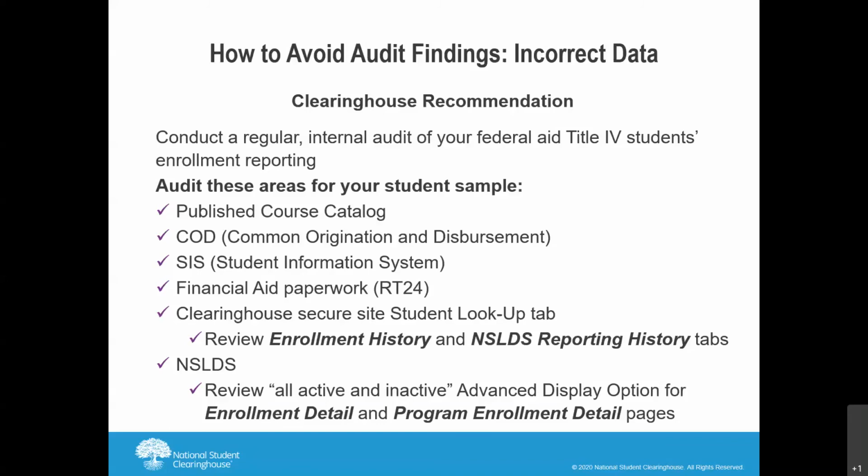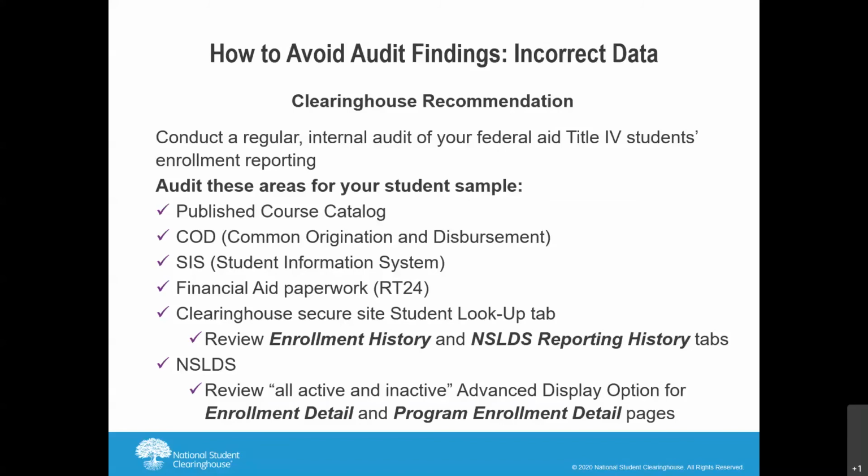And then also, if your school is disbursing or drawing down or making updates in Common Origination and Disbursement, there are areas in there where your institution would be entering program enrollment information, including things like the CIP code, the CIP year, the program length, the measurement, all of those things. Those are different data points that you also send to Clearinghouse. So check the particular subset of students in there.